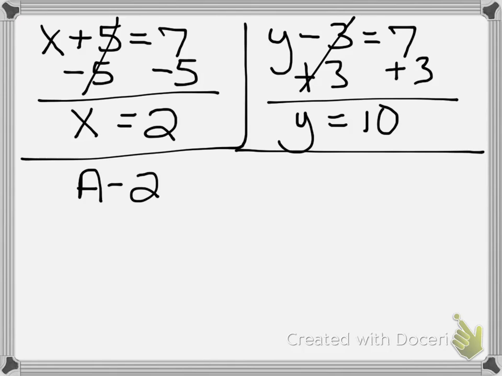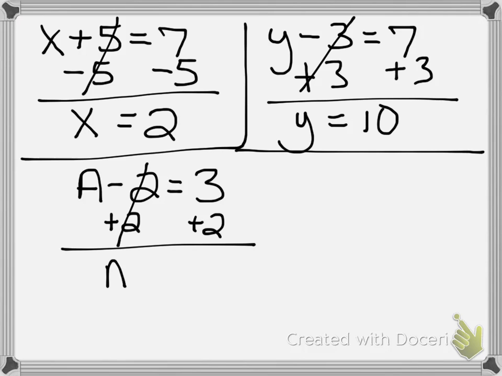A minus 2 equals 3. So again, I have a minus 2 that's in my way. So I have to do the opposite. I'm going to add 2. I'm going to do the same to the other side. My 2's are going to cancel, and I'm going to be left with A equals 5.